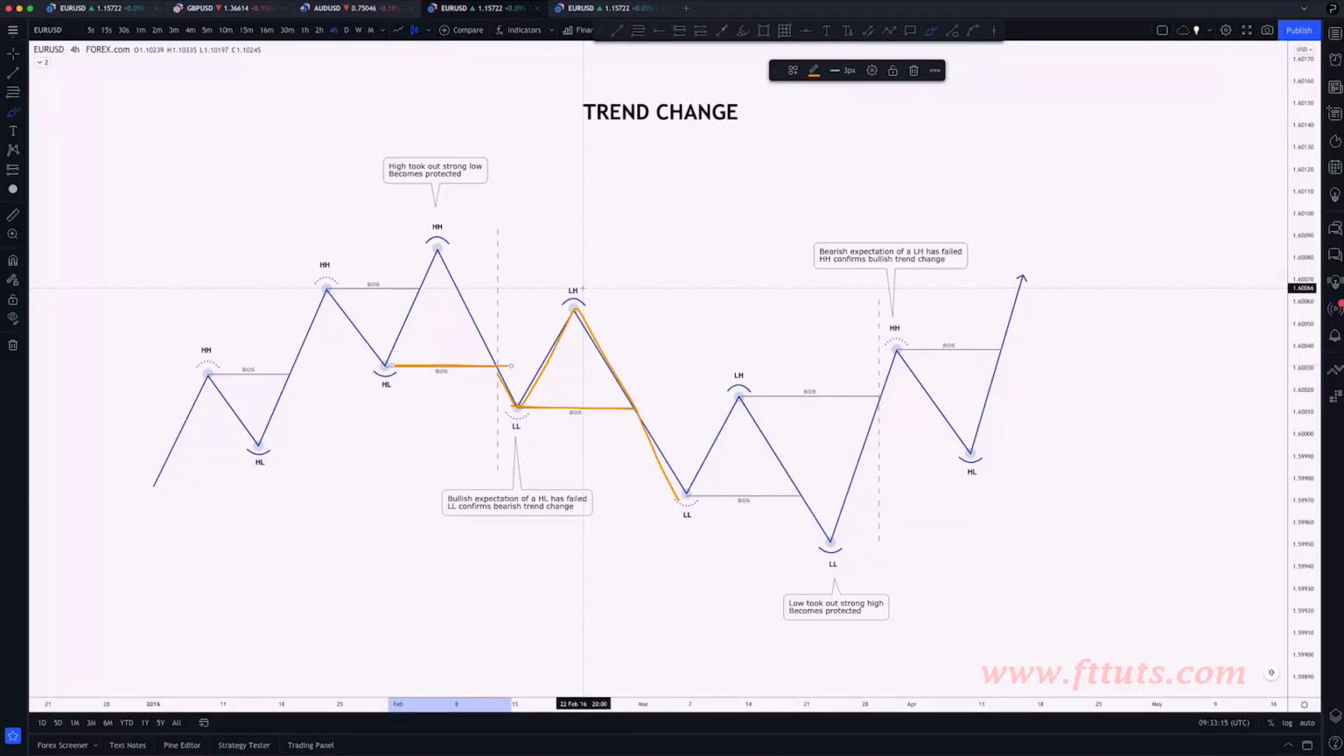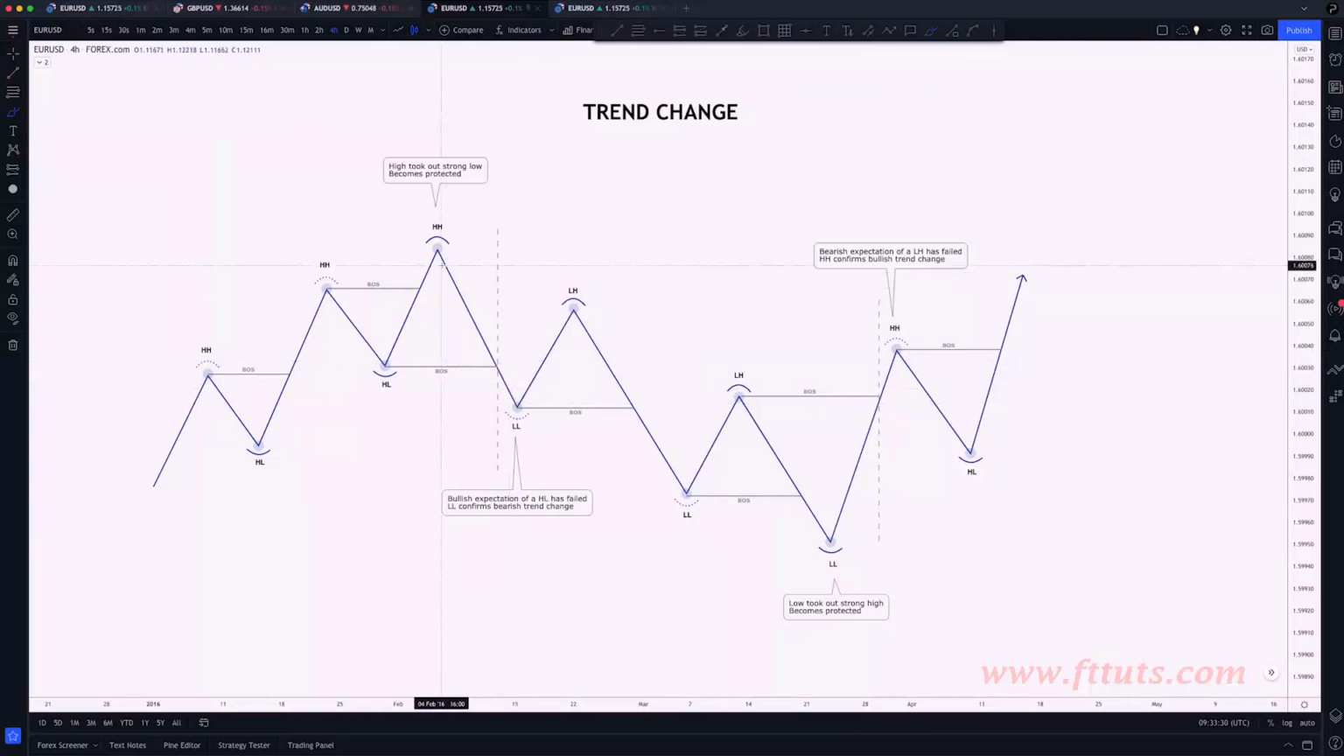Okay, now for me personally, I don't need that much confirmation. The way I keep my trading super simple is the moment we get that lower low, that swing lower low, that for me is a trend change. And now I'm looking for that lower high to form to continue that bearish move, okay?